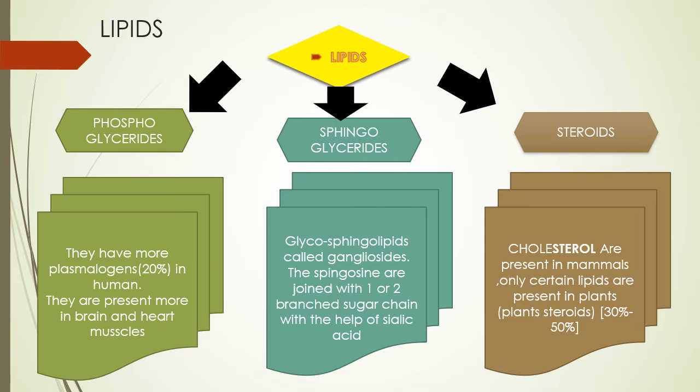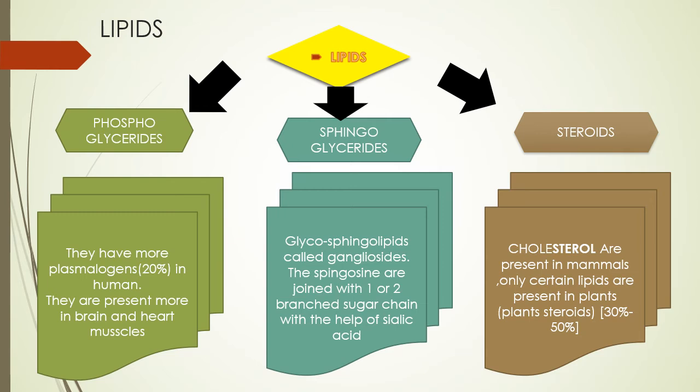Lipids. Lipids are of three types: phosphoglycerides, sphingoglycerides, steroids. Phosphoglyceride: in humans, there are plasmalogens. It is nearly 20% of the whole body phospholipids. Then they are present more in heart and muscle cells. Next is sphingoglyceride. Glycosphingolipids are called gangliosides. The sphingosine will attach to one or more sugar chains.